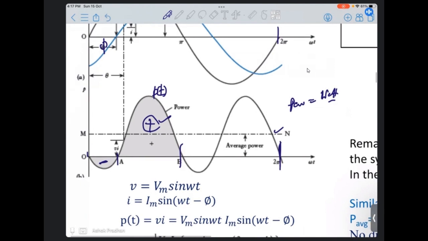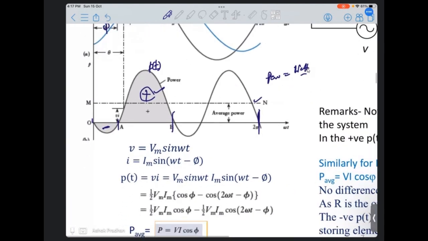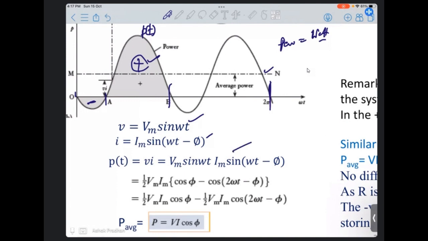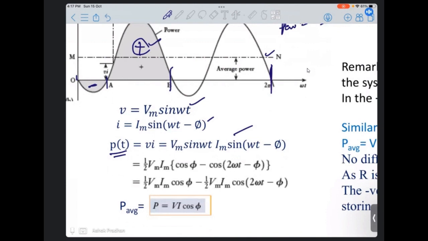So let us see. We will have more details about this PT waveform throughout this discussion. We say v equals Vm sin omega t, i equals Im sin omega t, and the product p equals vi. This is the p we are focusing on here, and if I extend this, P average becomes equal to VI cos phi. In phasor domain, that comes out to VI cos phi, where phi is the angle of the corresponding impedance.